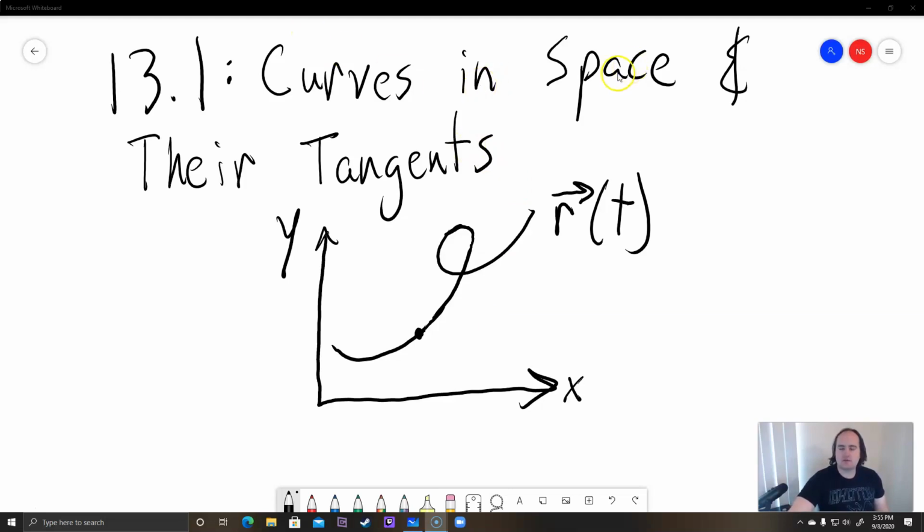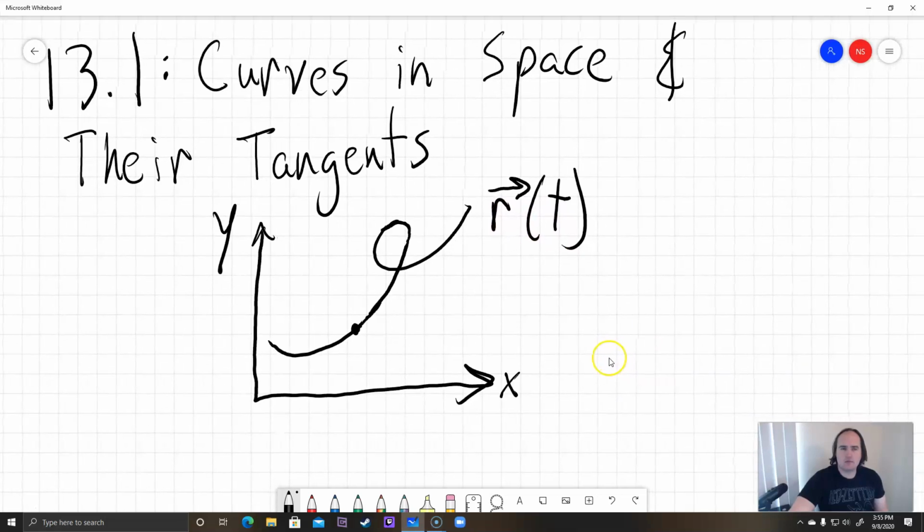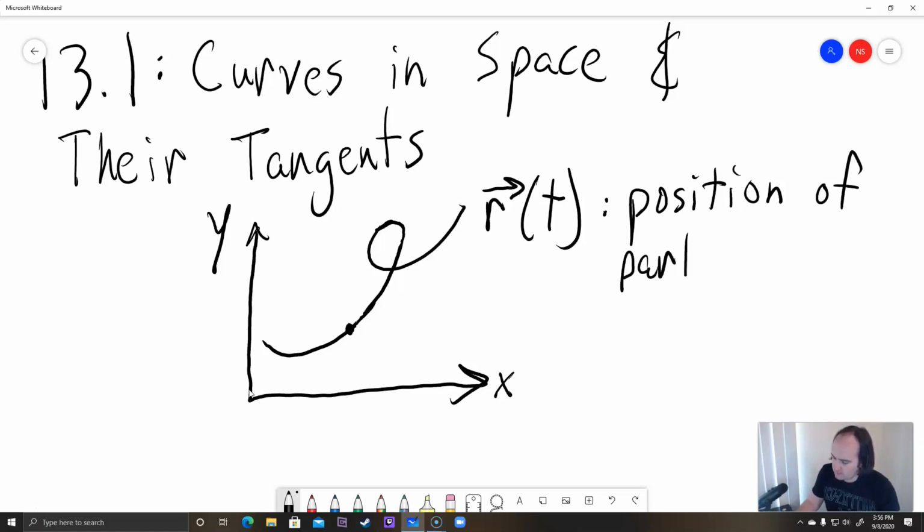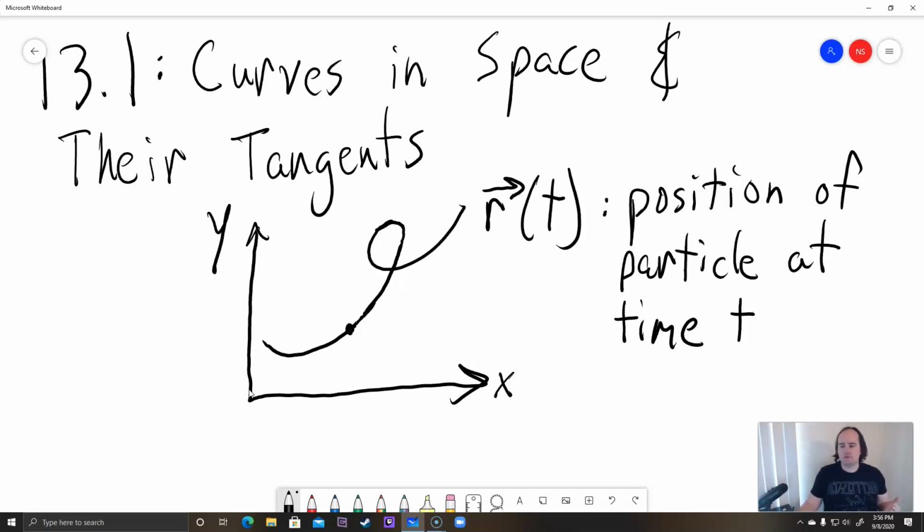So when we're talking about curves in space, we're actually representing them as vector functions. So we're talking about a particle and its position in space at time t. And that position in space is represented as r of t. So r of t is the position of the particle at time t. So not only is it a vector, but it's a vector that changes over time, so it's a vector function of time.